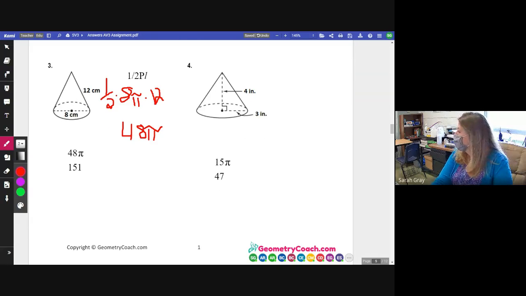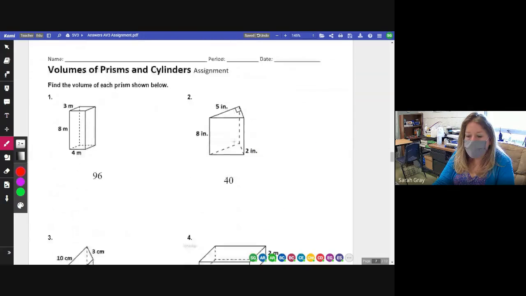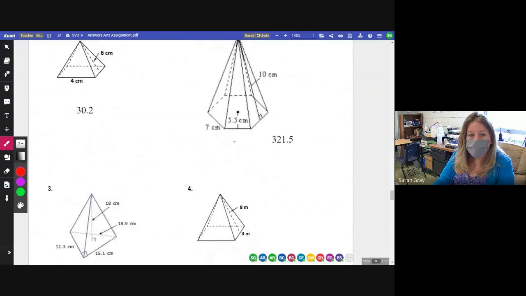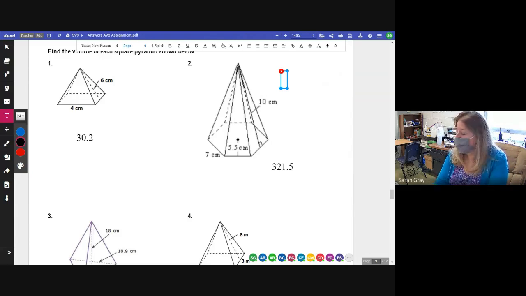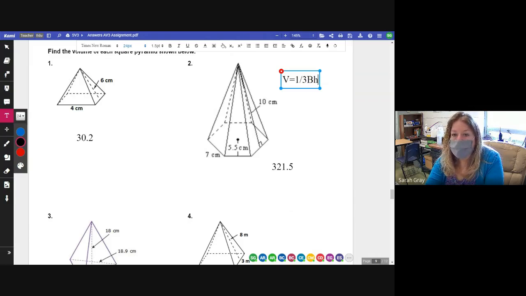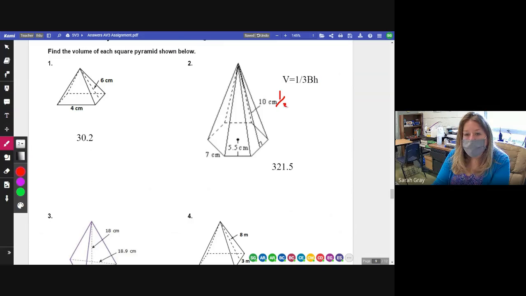And yeah, Alyssa. Number 2 on page 9. Okay, number 2 on page 9. This hexagon one? Yeah. All right. To find volume of a pyramid, it's going to be 1/3 times the area of the base times the height. So if we do area of the base first, for a hexagon, if you remember, that's 1/2 times apothem times perimeter.